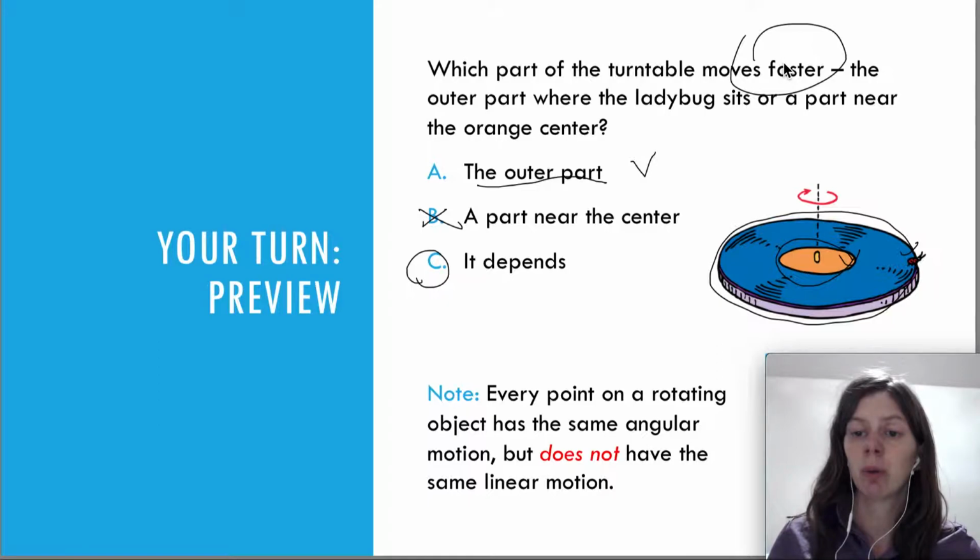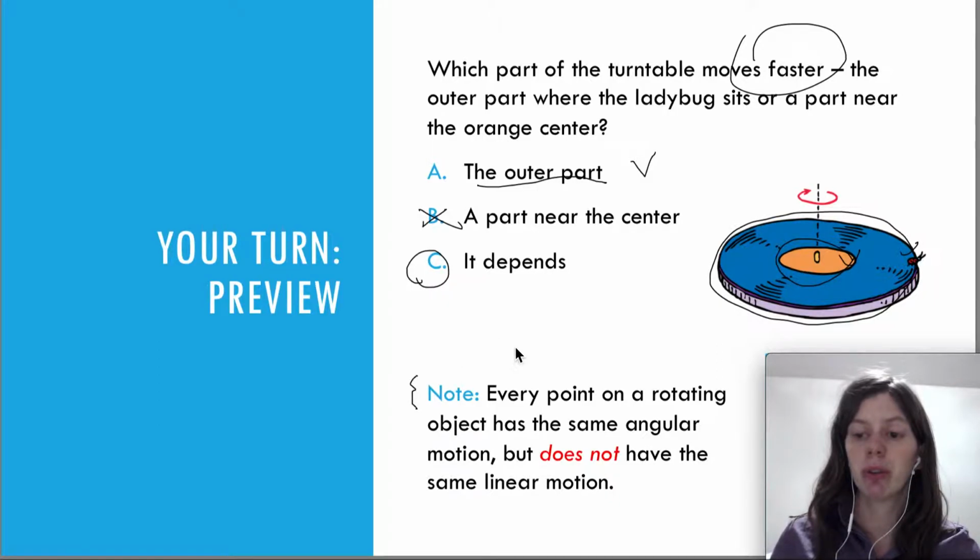So from now on, we're going to specify. If we just say speed, then we're usually going to mean linear speed, but we're going to try to be explicit and say linear speed. And if we're talking about angular speed, then we have to say angular speed. Angular speed is talking about what angle she travels through, how many revolutions. And you can see when this turns, she's always traveling the same number of revolutions in the same amount of time.